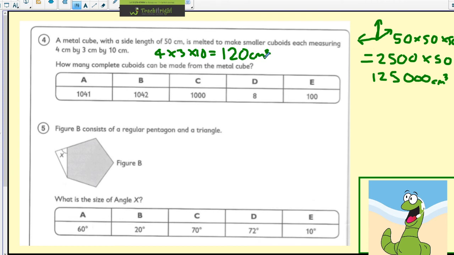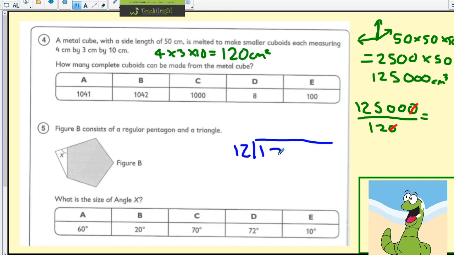If I now take my large shape of 125,000 and divide it by my small cube, I can work out how many times the smaller cubes will fit, and that'll give me the number of cubes. So for this, right off the bat, I can make it a little bit simpler, cancel my tens, but I've still got, not the easiest in the world, I've got to do 12 into 1, 2, 5, 0, 0.